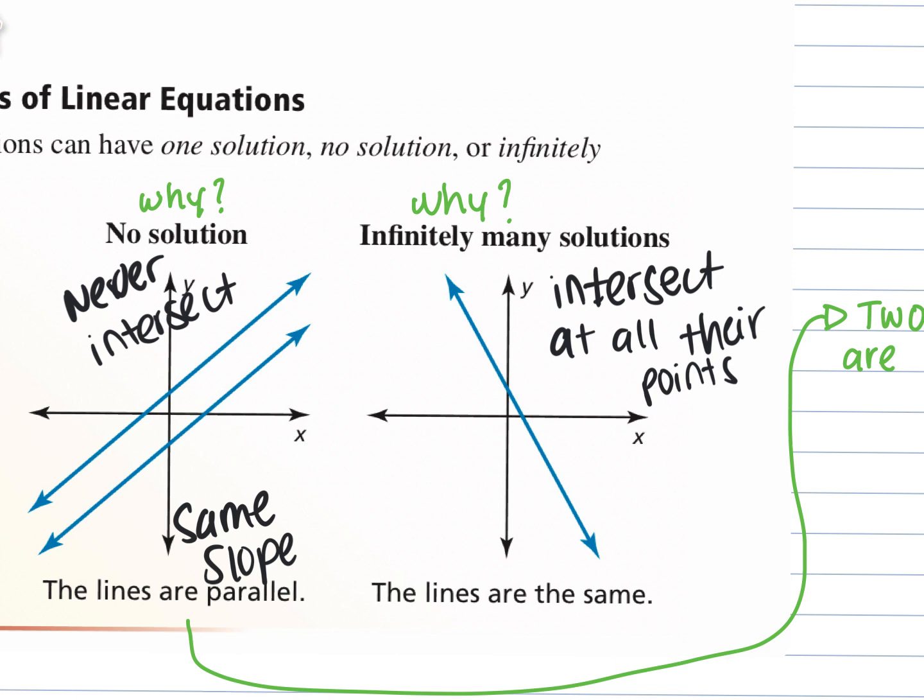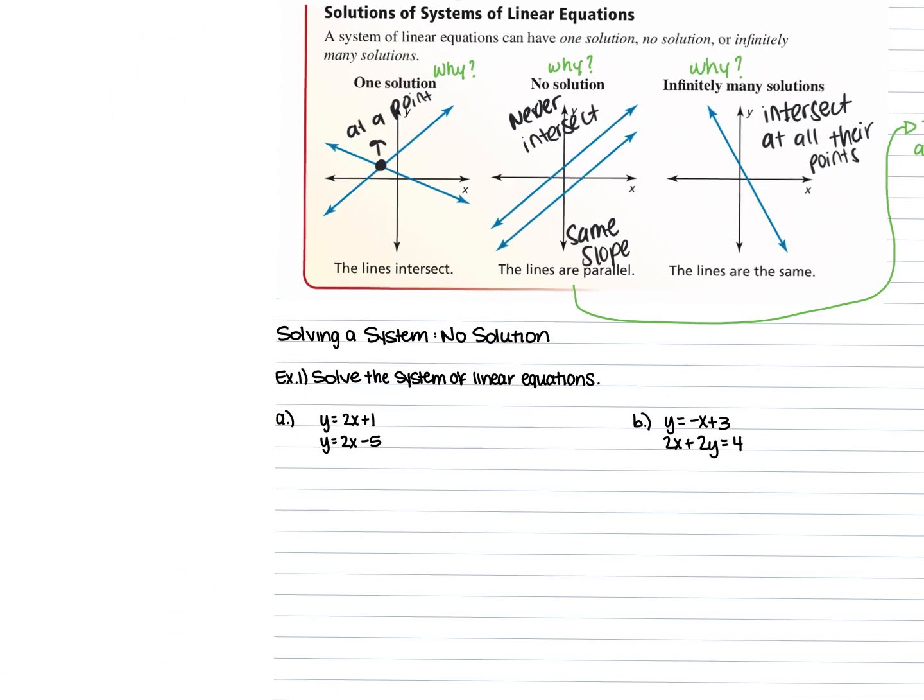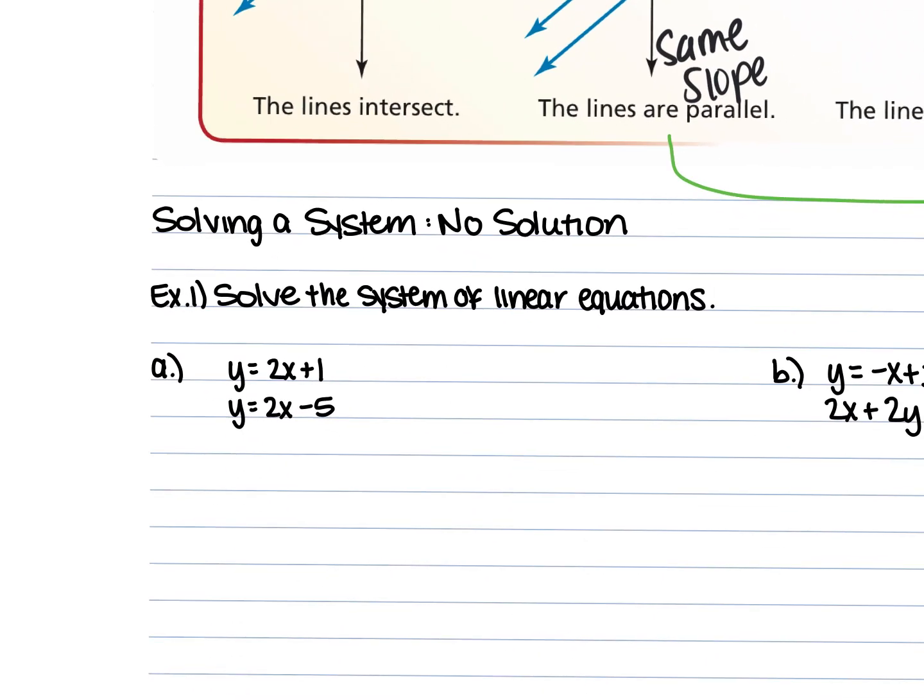Now, what would need to happen for the system to have both equations be directly on top of each other? Excellent. The equations need to be the same or some derivative of each other, so they need to have the same slope and the same y-intercept. Keep that in mind as we do these problems. So let's take a look at example 1. We're going to solve the system of linear equations. It does not tell us what method to use. We can use whatever method we would like.